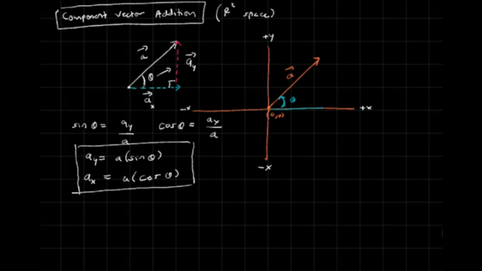Now we can also understand that if we have AX and AY, the x and y components of a vector, we can actually find the magnitude of the vector by using the Pythagorean theorem, right? So AX squared plus AY squared is equal to A squared.